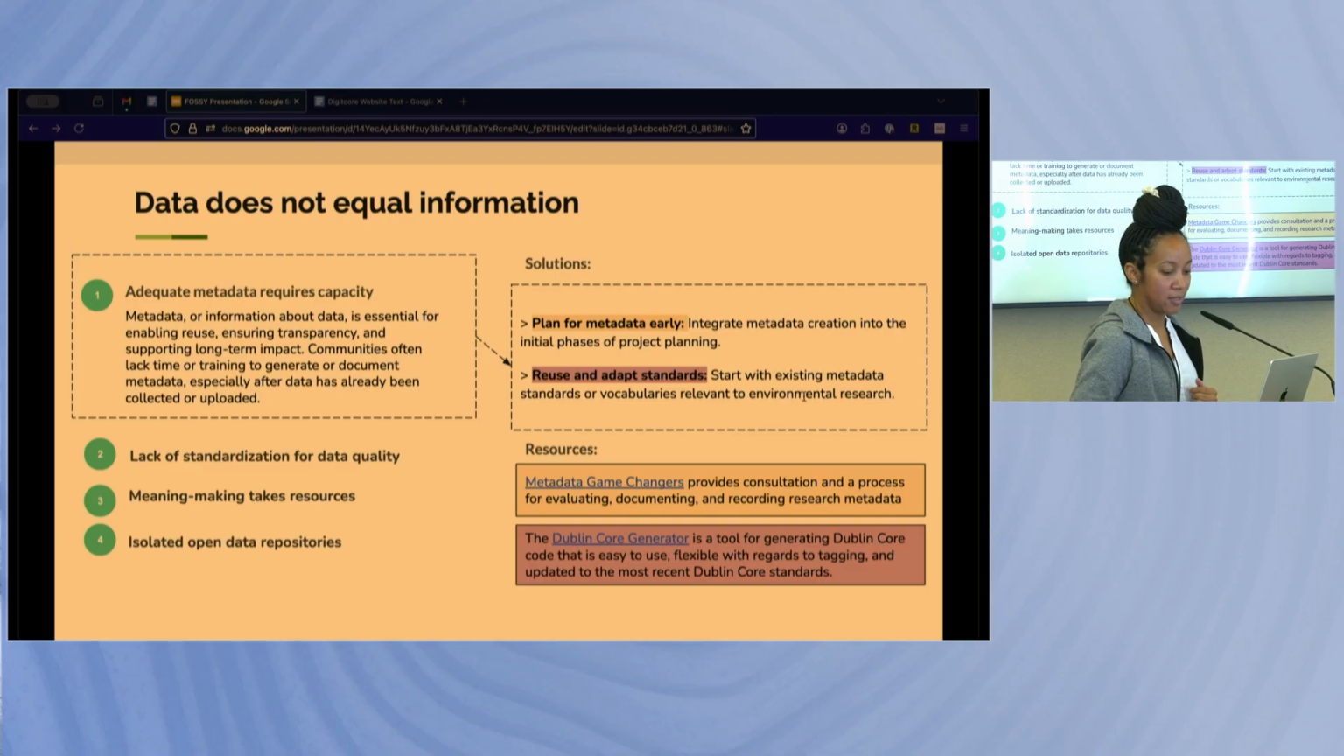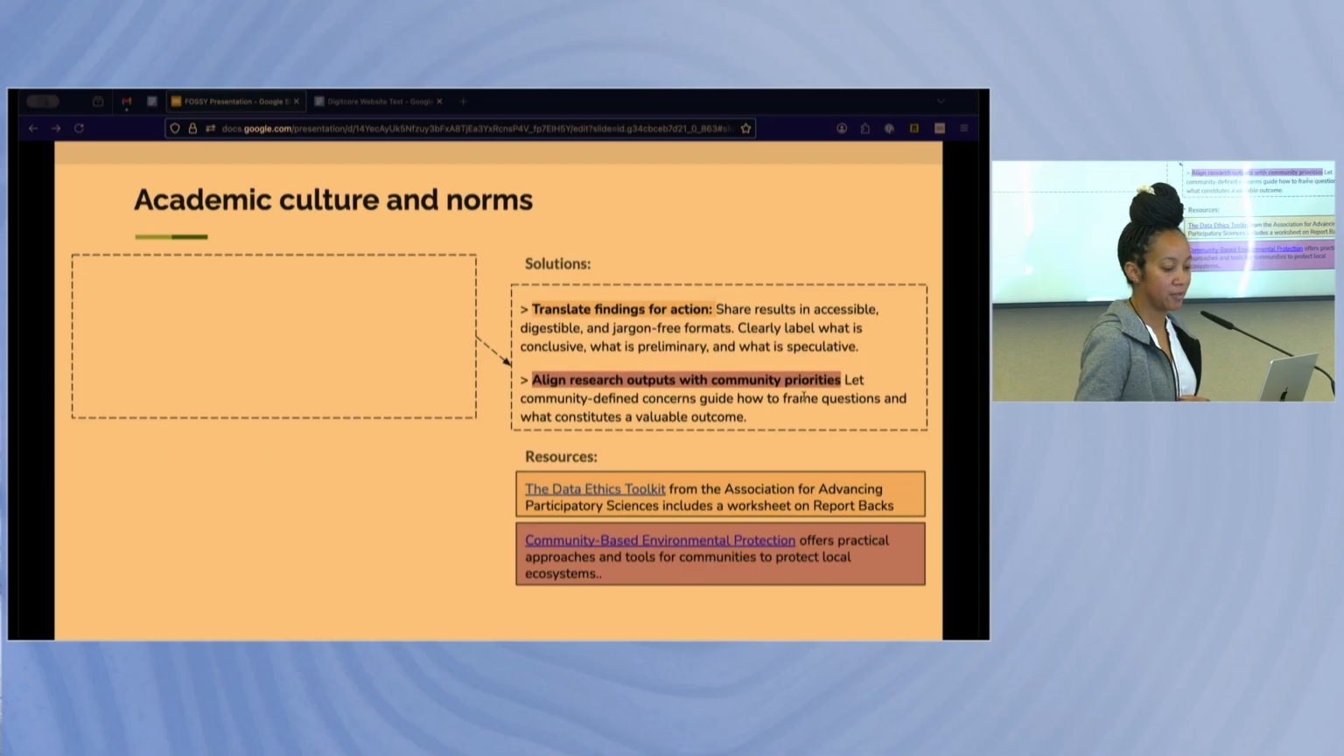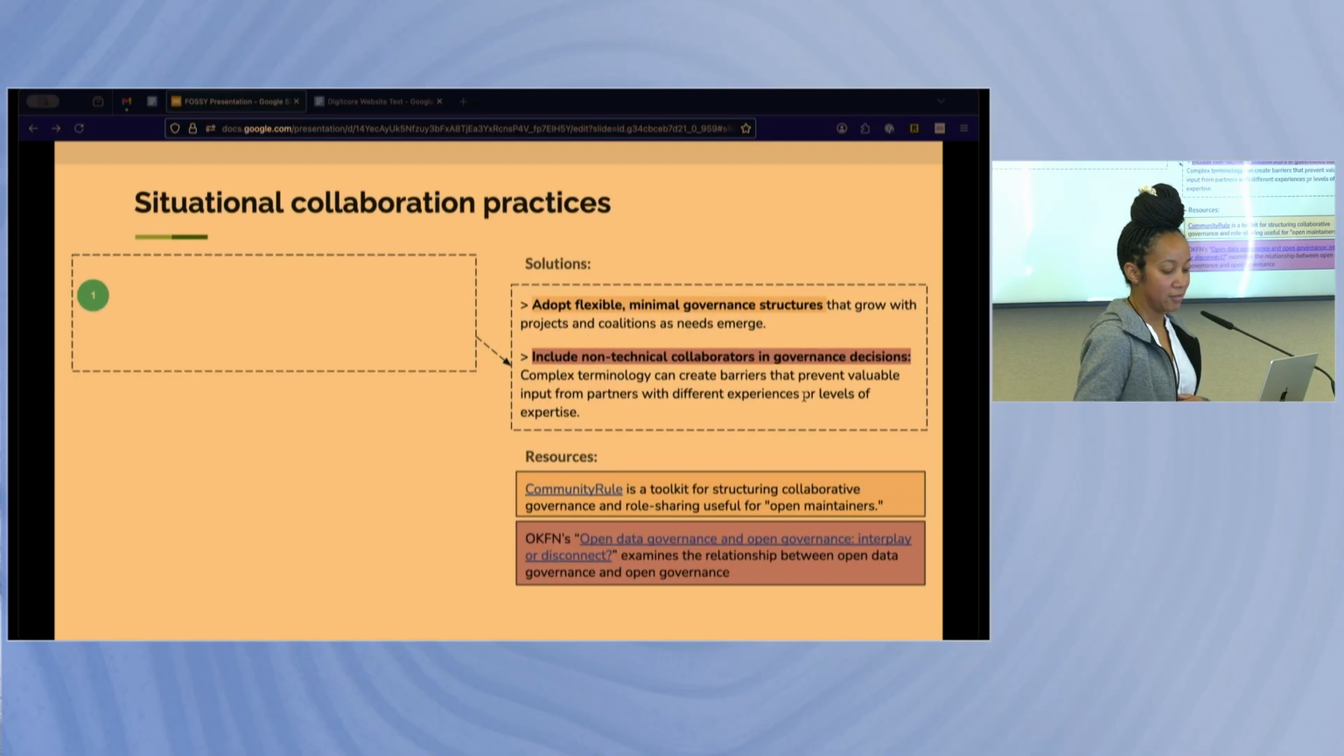The first pattern in this theme is that adequate metadata requires capacity. So meaning metadata, or information about the data, is essential for enabling reuse, ensuring transparency, and supporting long-term impact. Some solutions include planning for metadata early, like integrating metadata creation into the initial phase of project planning. And then the other solution for reusing and adapting standards is the Dublin Core generator, which really helps with metadata creation. I love this. Who did this?